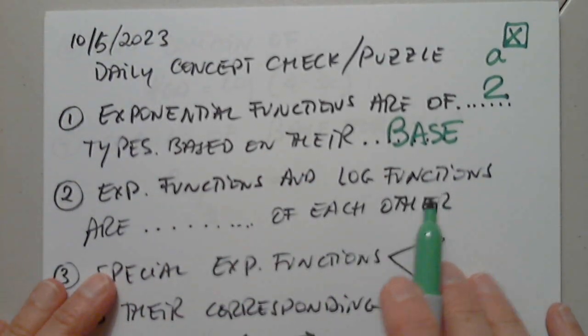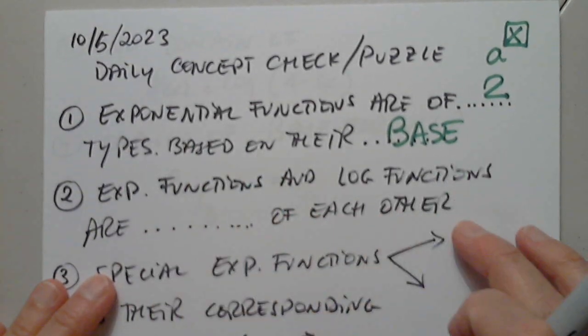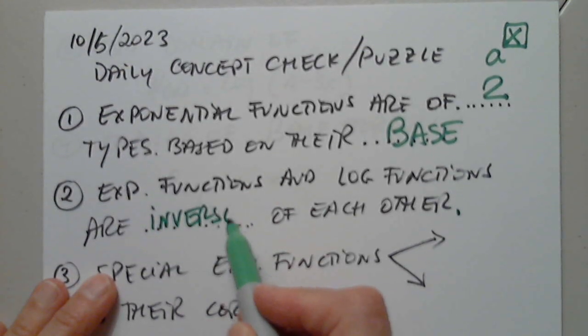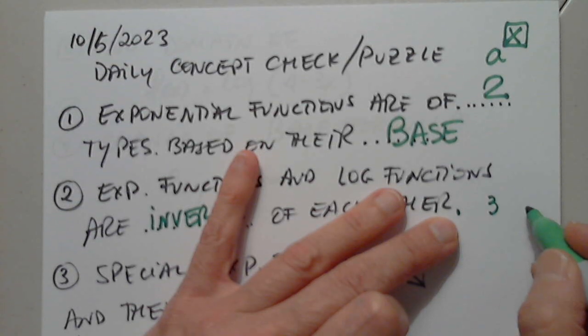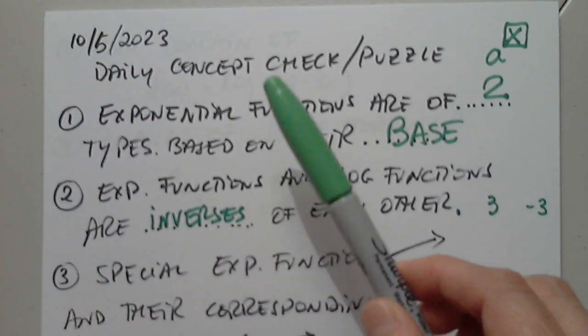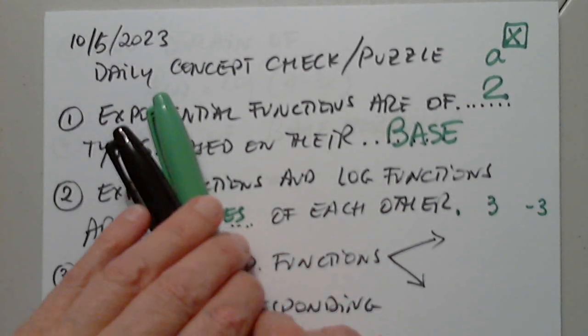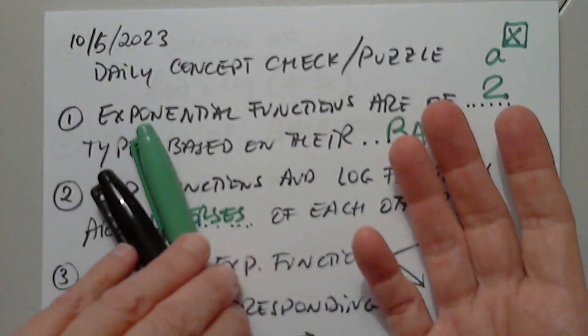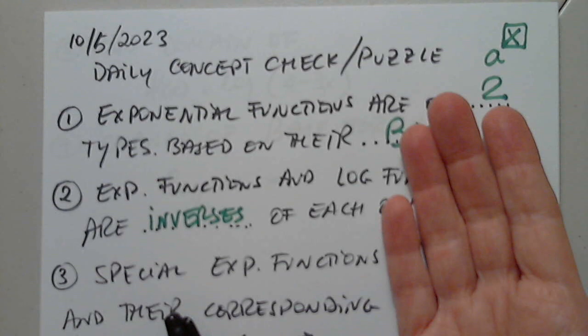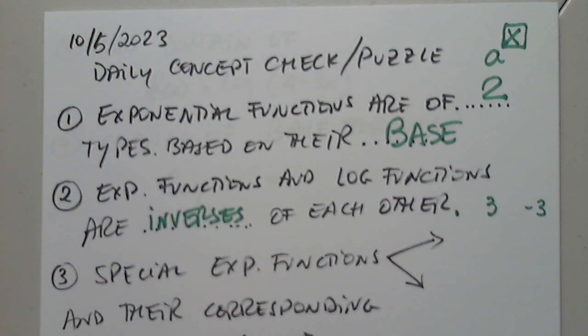Exponential functions and log functions are inverses of each other. Opposite 3 and -3 are opposites, but inverses of each other means something else. If this is the exponential, and I apply log to it, I get x. If this is the log, and I apply exponential to it, I get x. They cancel their effect on x in any order. If I apply the exponential and then log, nothing happens to x.